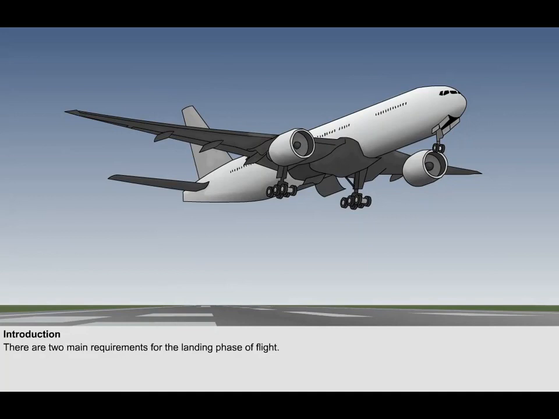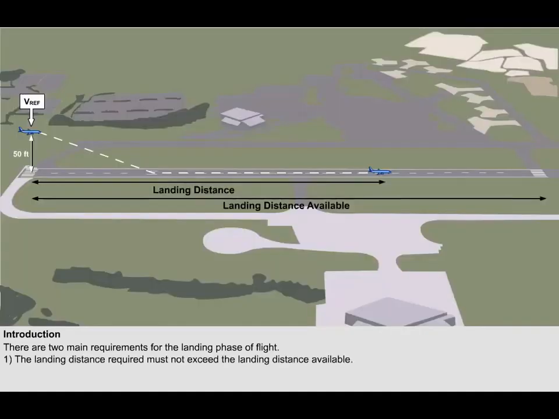The lesson will focus on the Class A performance requirements for the landing stage of flight. There are two main regulation requirements. The first requirement is that the landing distance must not exceed the landing distance available. In other words, the aeroplane must be able to land within the length of the runway. This requirement can be called the landing distance requirement.